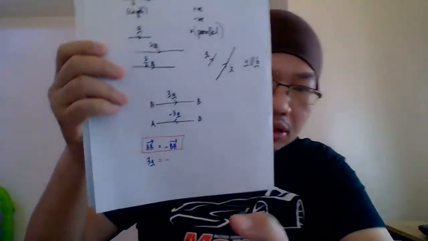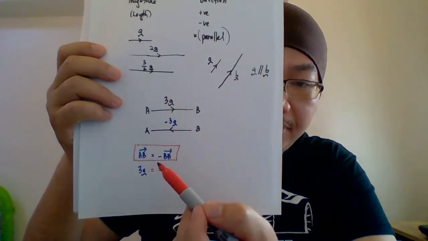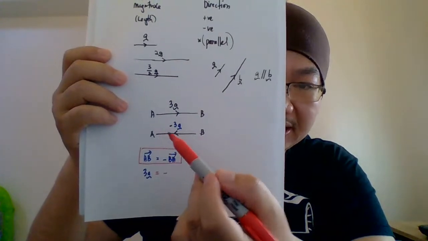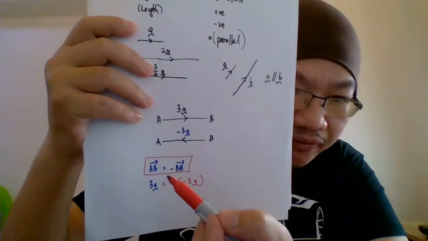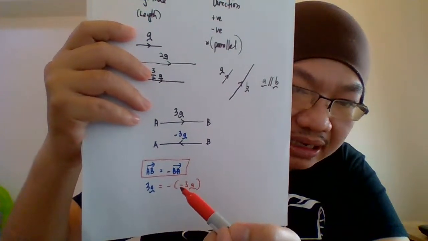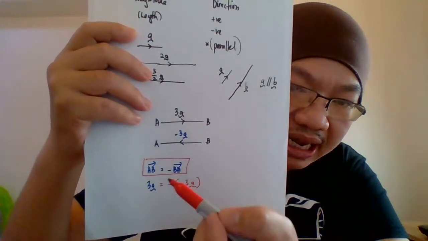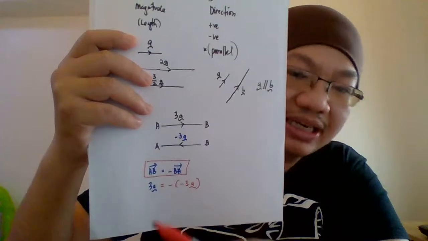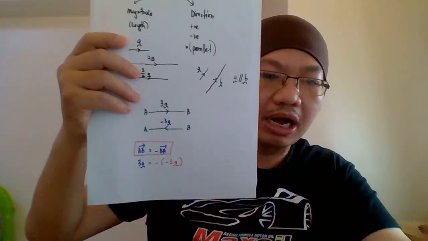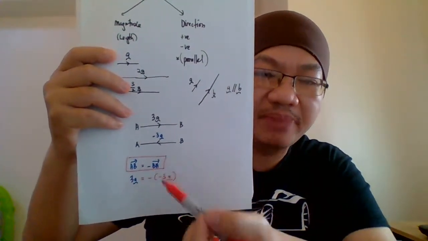Okay. So BA, how much is your BA? BA is opposite direction, right? Negative 3A, right? So we just put negative 3A. So you see here, the negative from the formula and the negative value from the BA are cancelling each other, and become positive 3A again. That is the proof why AB equals negative BA.